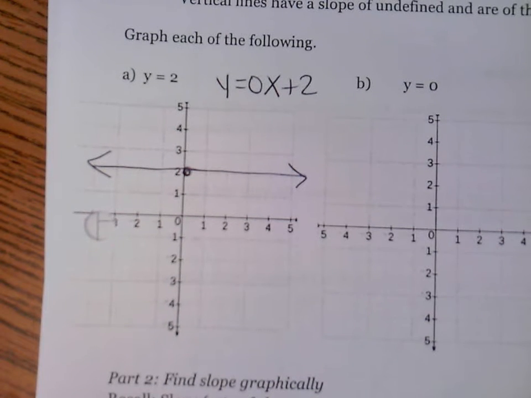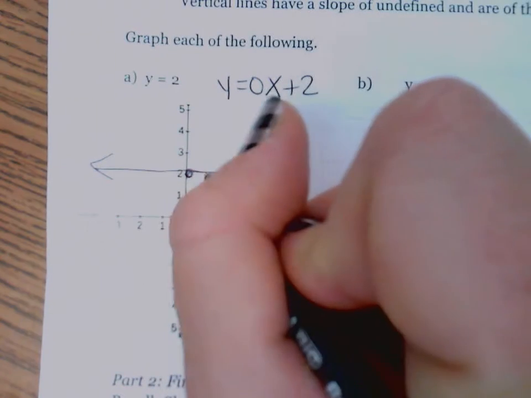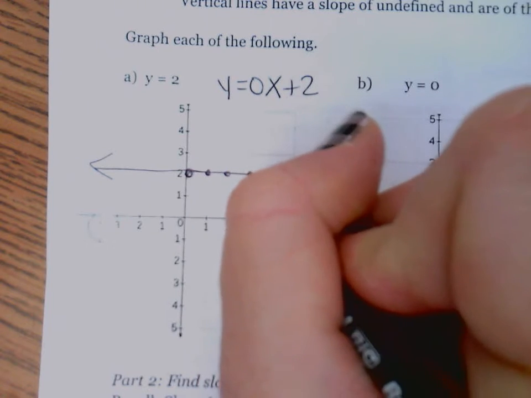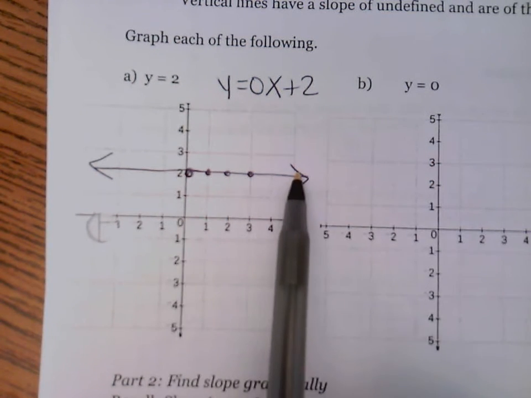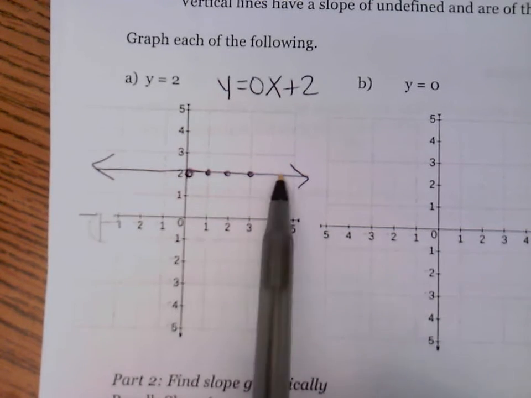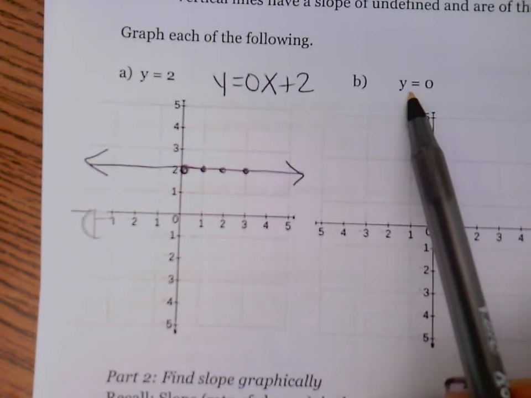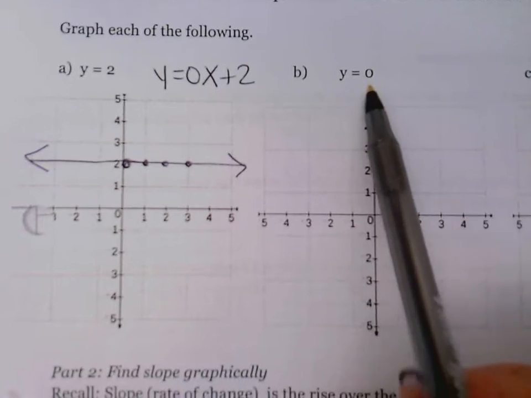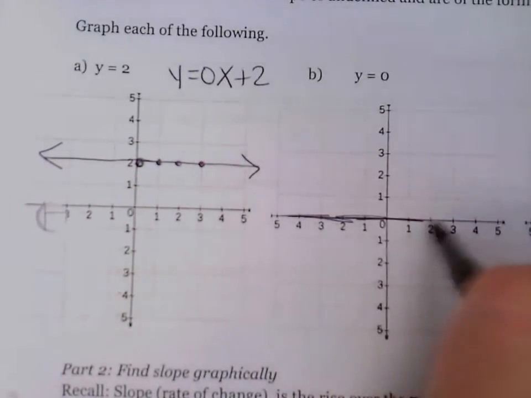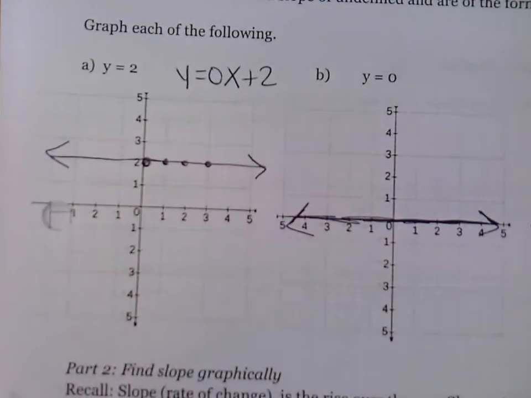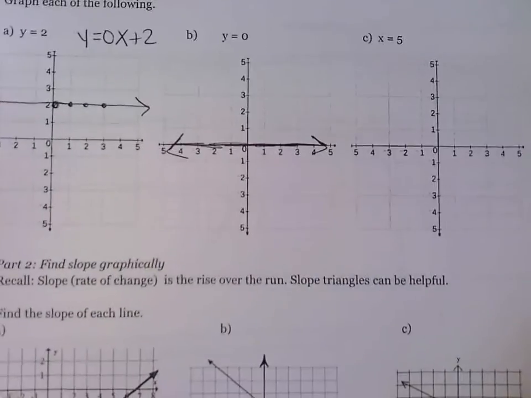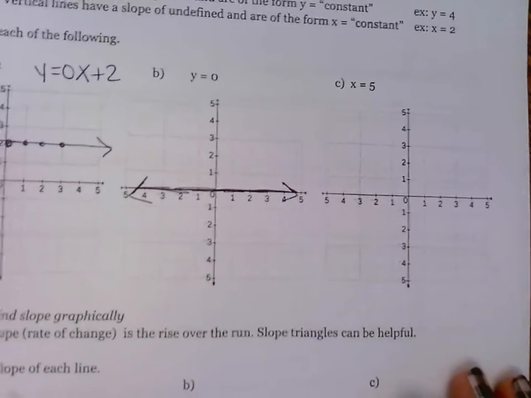So just knowing that all the points on this graph, anywhere I look, this is the point (3, 2), or (5, 2). The y value is always 2. On part B, the y value is always 0. So y equals 0, it's kind of hard to see, but it's a horizontal line at 0. These are a little bit different than slope-intercept form because there's no x, right? y equals mx plus b.